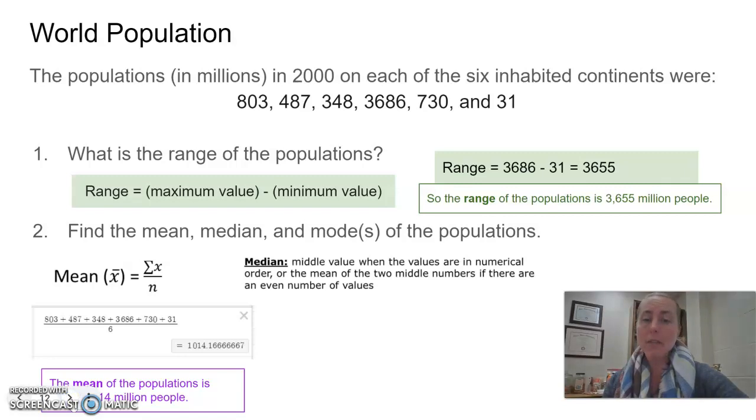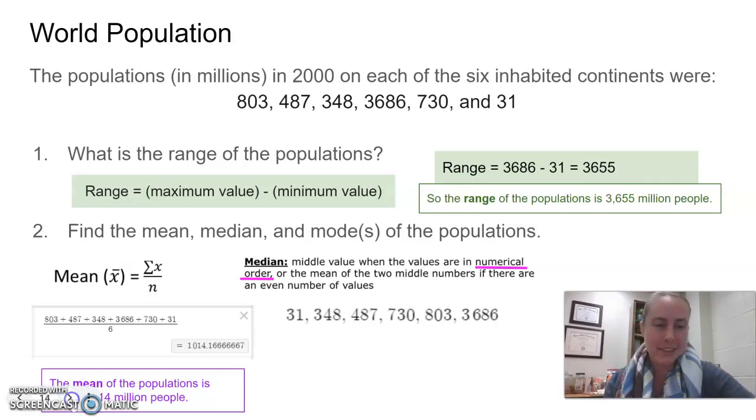The median is the middle value when the values are in numerical order, or the mean of the 2 middle numbers if it's an even number. So let's check it out. We need them in numerical order. Notice for the mean, we didn't have to put them in order. We just added them up exactly as they were. For the median, we do have to put them in order. You can choose least to greatest or greatest to least, but usually we write least to greatest because our number line has smaller numbers on the left and bigger numbers on the right.